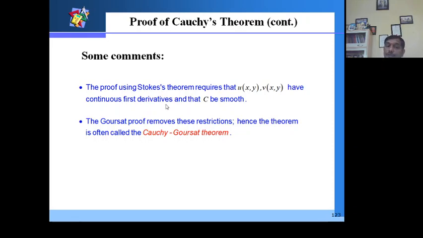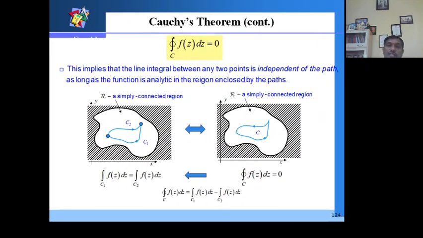Some comments related to this. The proof using Stokes theorem requires that u and v have continuous first order derivatives and that C must be smooth. The Goursat proof removes this restriction. Instead of continuous first order derivatives, we can directly write the Cauchy-Goursat theorem. Cauchy and Goursat are two scientists who worked on this theorem. They say that it is Cauchy's theorem.